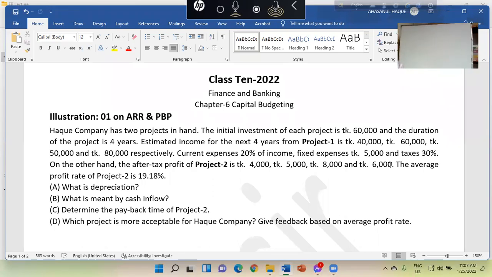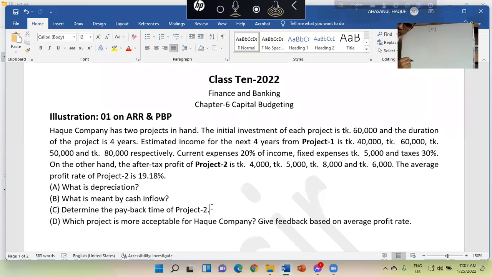Can you see my board? Yes, sir. Okay. Just wait. Here is written project 2. Project 2 is given after tax profit. If you want to calculate the payback period, you have to add depreciation of project 2 with after tax profit. That means here is given 4,000, we have to add the depreciation of the project.